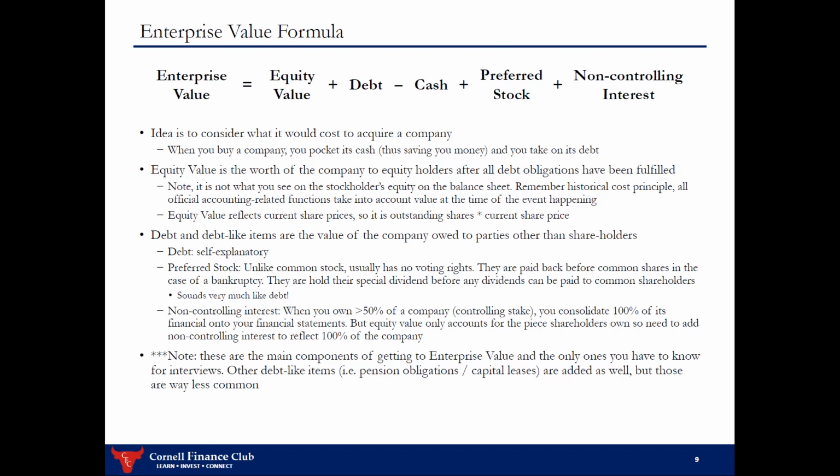So debt is pretty self-explanatory. Preferred stock is, unlike common stock, without voting rights, but preferred holders are paid back before common shareholders in the case of bankruptcy, and they also hold special dividends, which must be paid before any dividends can be paid to common shareholders. So there's an obligation to pay them before you pay dividends to common shareholders. That sounds very much like debt. It has a lot of features similar to debt, although it's not debt, but you still add back preferred stock.